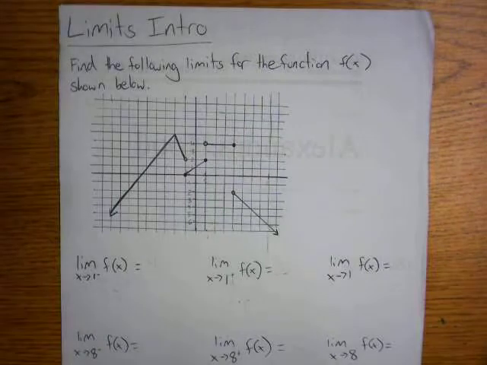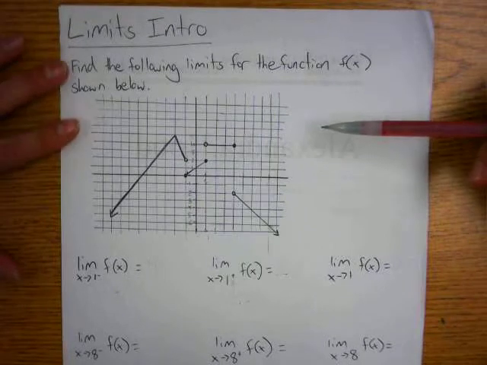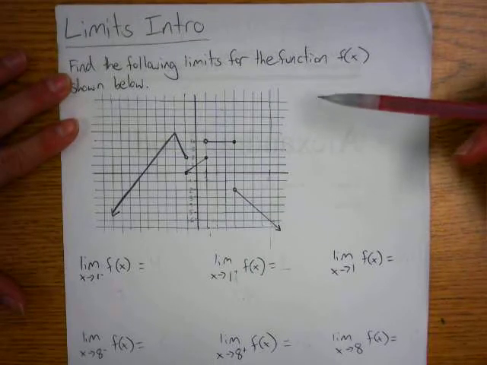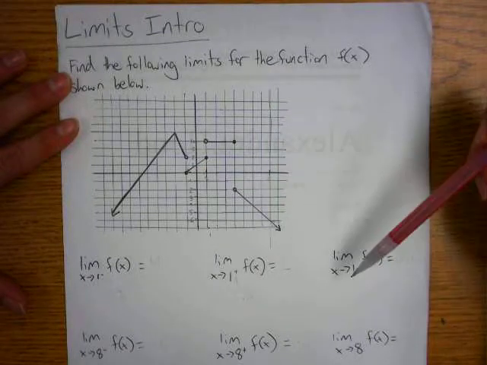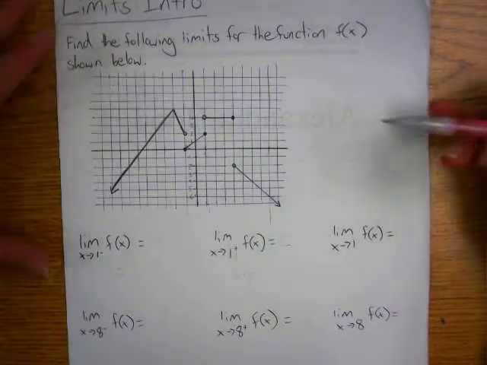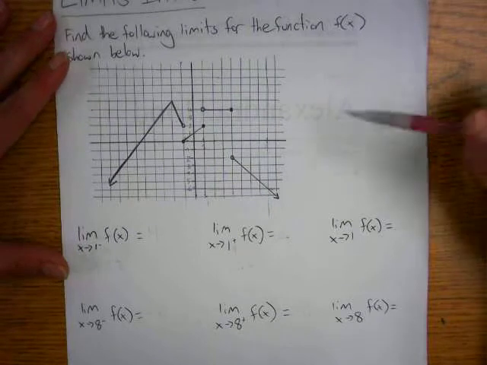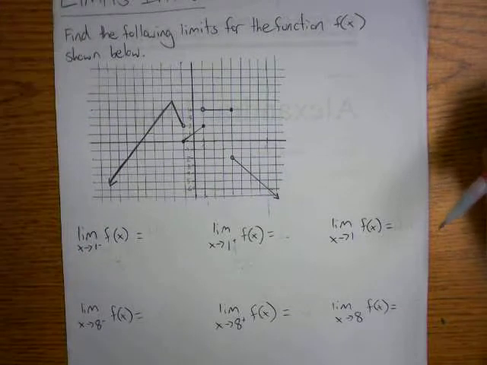Alright y'all, so in this video I'm going to give you a basic intro to limits from a graph like this one. So it says find the following limits for the function f of x shown below. So I see this piecewise function and we're going to be taking a look at what these limits are and how we can translate them and look at our graph to find what they're equal to.